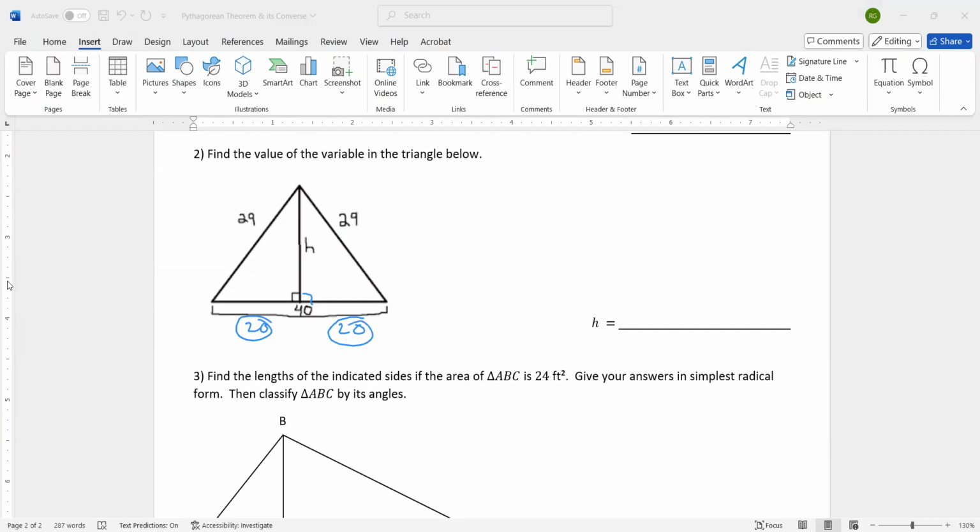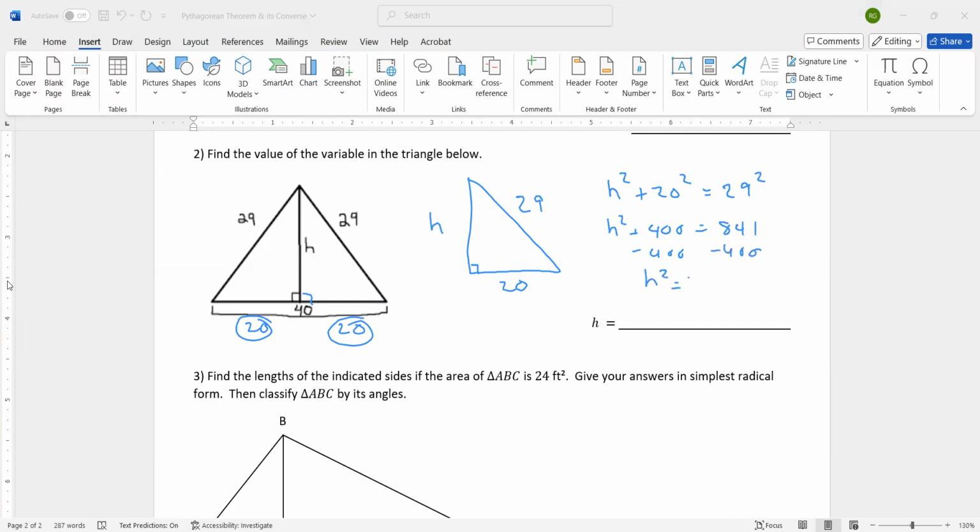From here, it shouldn't be too bad. Now I'm just going to look at one of these triangles. This is 20, this is 29, and I'm looking for this. H is a leg, so I'm going to leave that one with the 20. Make sure you're putting them in the right spots. So H squared plus 400 equals whatever 29 squared is, 841. Subtract 400. I get H squared equals 441. Take the square root of that, and you get 21.